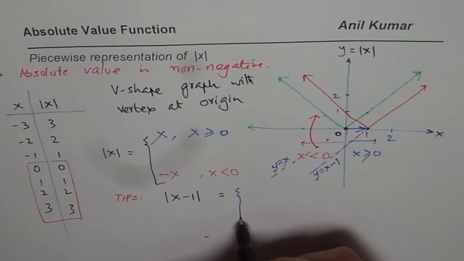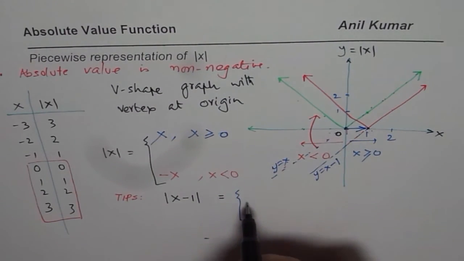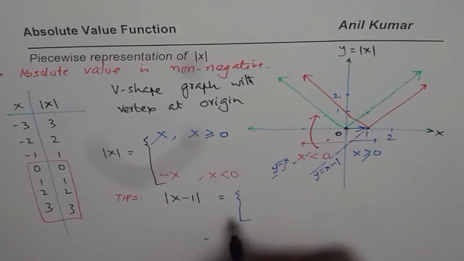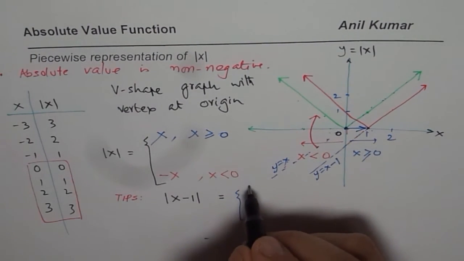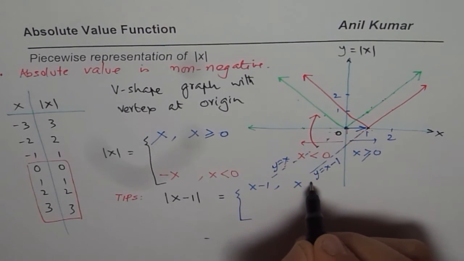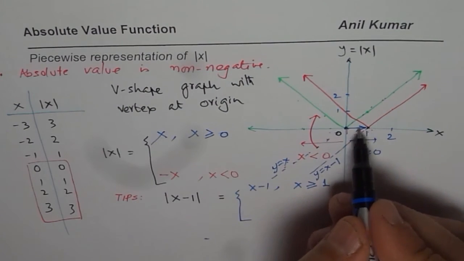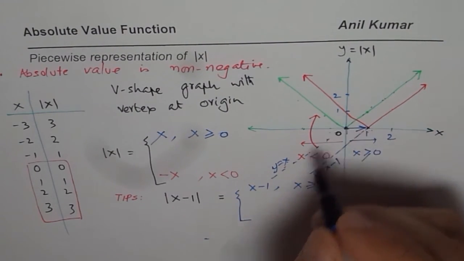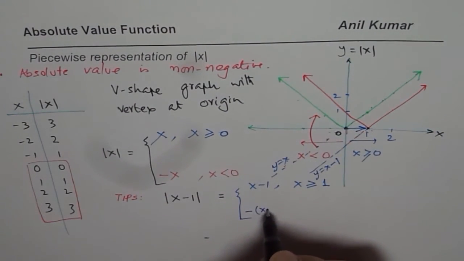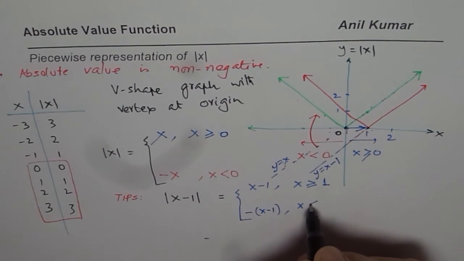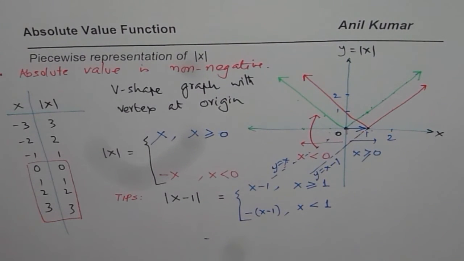So what we see here is that it could be written as two pieces. The first piece, which is on the right side of 1, could be written as x minus 1, that is, when x is greater than or equal to 1, right? And on the left side, it has been reflected. So it becomes negative of x minus 1 when x is less than 1. Do you see that? So that is how you can write absolute value of x minus 1 as a piecewise function. Did you get the idea, right?